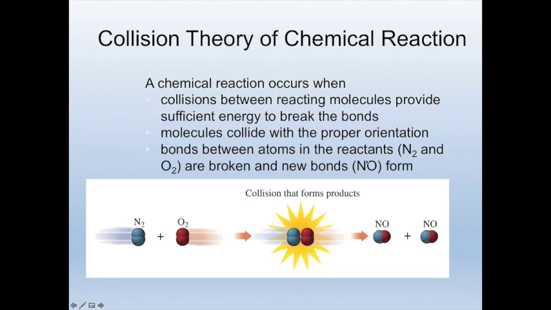In the case of the reaction shown, the bonds broken are the ones between nitrogen atoms in a nitrogen molecule and oxygen atoms in an oxygen molecule. And they collide in the right orientation. This provides the energy for them to split into two nitric oxide molecules.